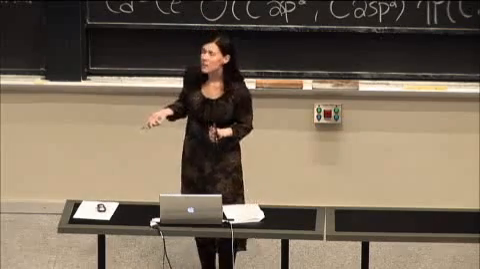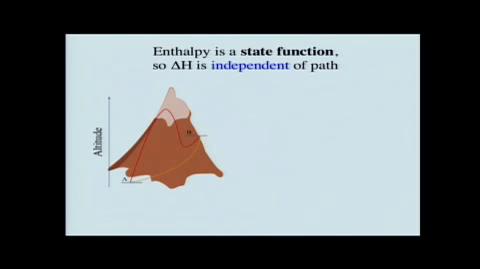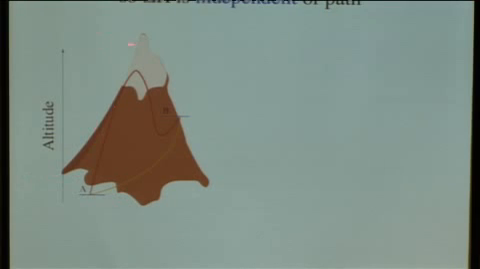So another example of a state function is altitude, for example, on a mountain. If you're talking about altitude, you go from point A to point B on the mountain, and it doesn't matter how you got there. You could have climbed all the way up to the top of the mountain, then went back down and eventually landed on point B, or you could have gone straight from point A to point B. The change in altitude between point A and point B does not depend on the path.